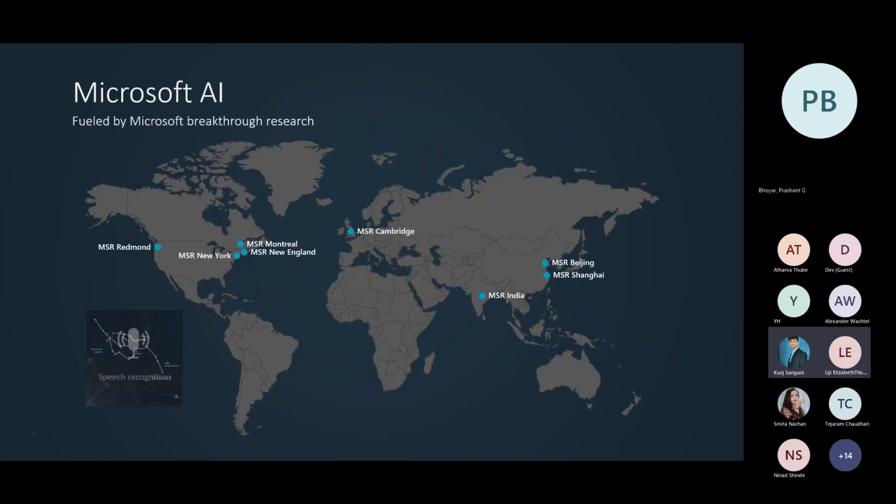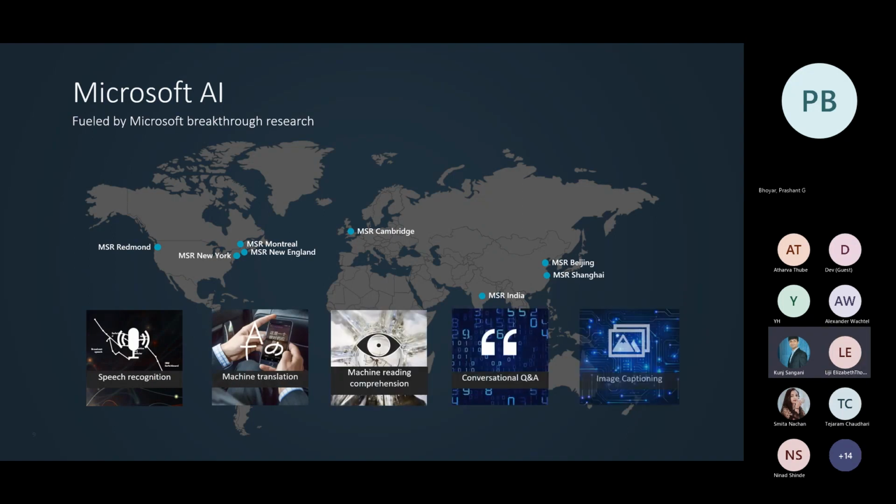Way before AI was all this hype that you're reading in newspapers today, even years and decades before, Microsoft had started investing in these AI services, particularly through their research centers across the globe. You have an MSR, or the Microsoft Research Center, even in India. Some of the groundbreaking research efforts that came out of these MSR centers were able to achieve these algorithms, some of them at human parity.